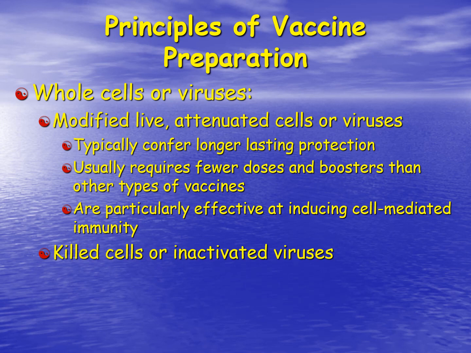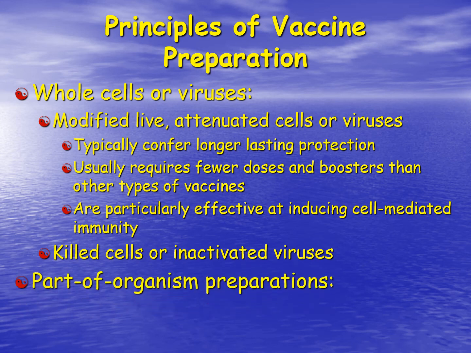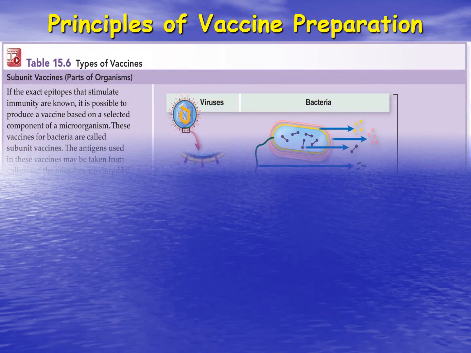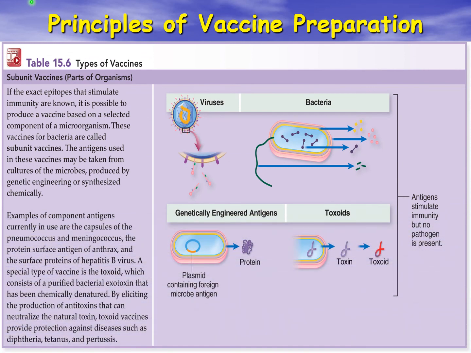Killed cells or inactivated virus vaccines, this is where we've actually killed the organisms or inactivated the virus. Part of the organism preparations are becoming more common. And with part of the organism preparations, what we do is we extract the antigenic molecules derived from the bacterial cell or viruses and use just the antigenic portion, not the entire either attenuated or killed cell or virus. Subunit vaccines, so these are what these part of the organisms are, is again, we simply will take the antigenic portion. And we can do this in several ways.